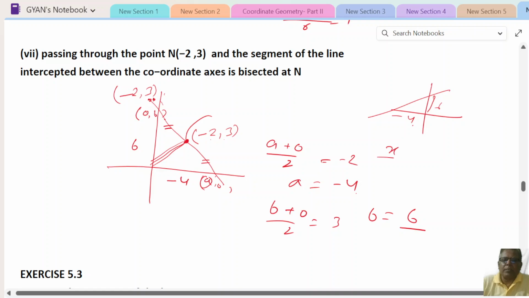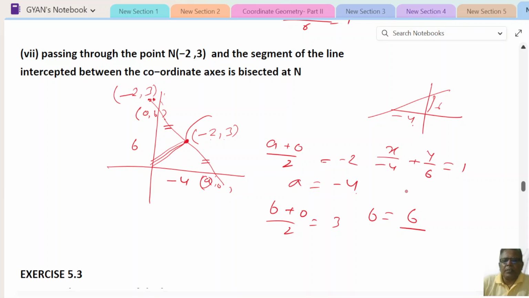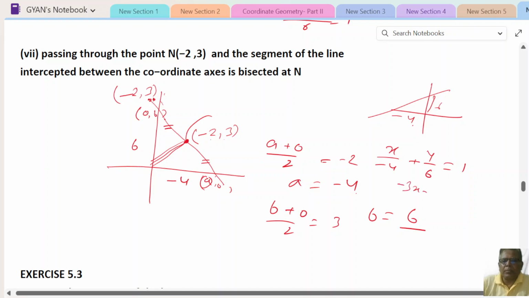So the equation will be x by minus 4 plus y by 6 is equal to 1. You take the LCM, which is 12, then it will be minus 3x plus 2y is equal to 12. So this is the answer.